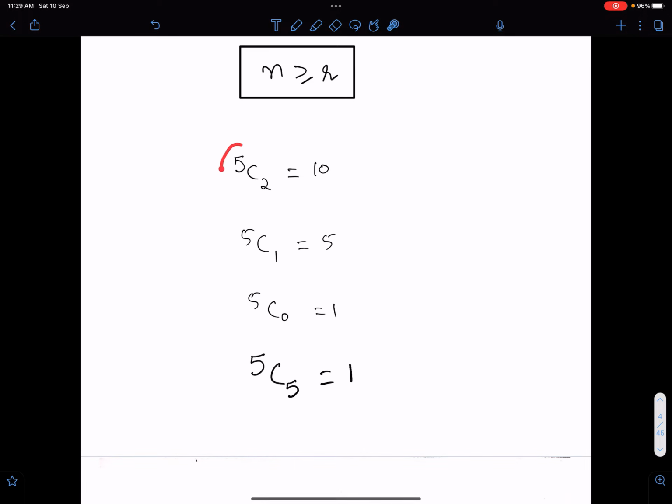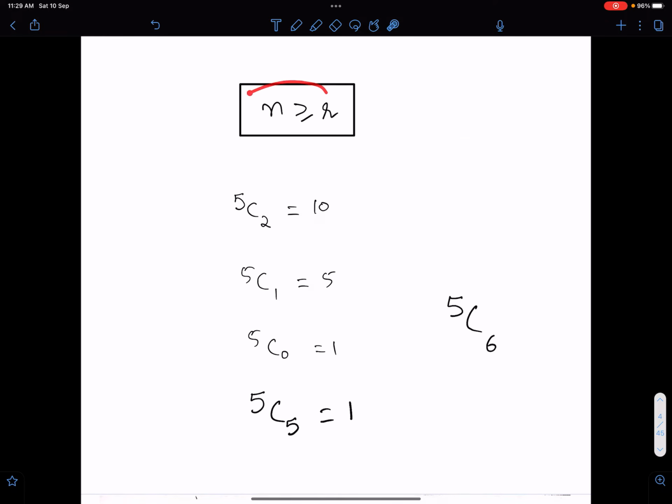And we can have any positive integer here and here. But this is not possible. 5C6. Because according to this, n is always greater or equal to r. This is n and this is r. So you won't find the value of this thing. This will be invalid. The calculator will give you math error.